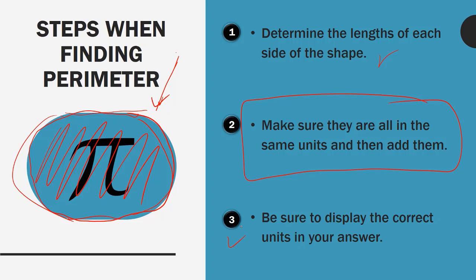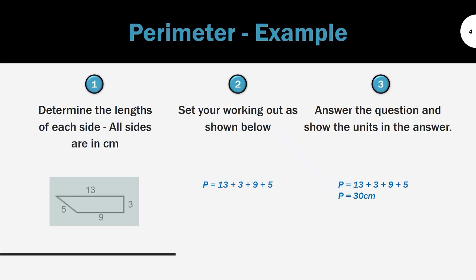And number 3, be sure to display the correct units in your answer. All right, so if there's any conversions that are going on, just make sure that you are showing it in centimeters. Obviously, when we get into area, we'll be doing squared units, but with perimeter, we just do normal units, okay?